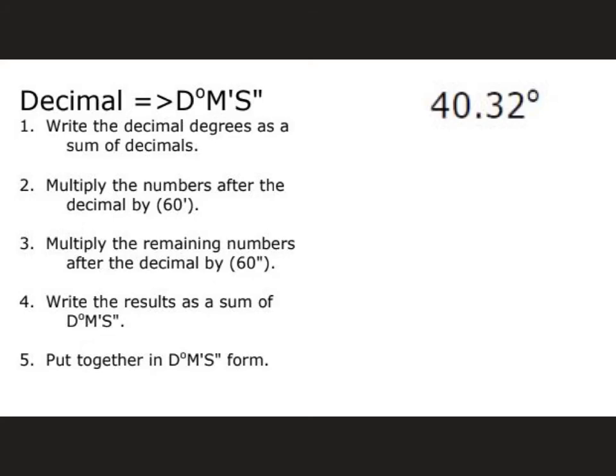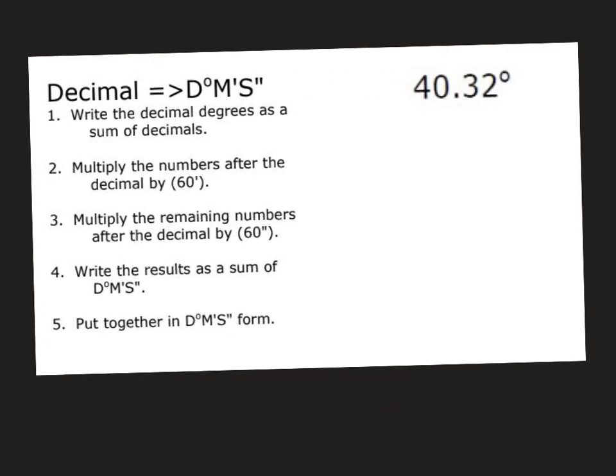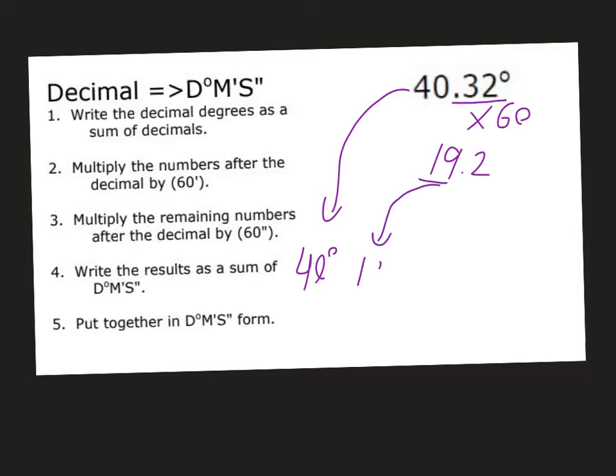Decimal to DMS, we're going to basically do the inverse. We're going to take our 40.32, and that 40 will become our leading degrees. To find our minutes, we're going to take this decimal 32 and multiply that by 60, which will give us 19.2. That 19 will come down to give us our minutes.